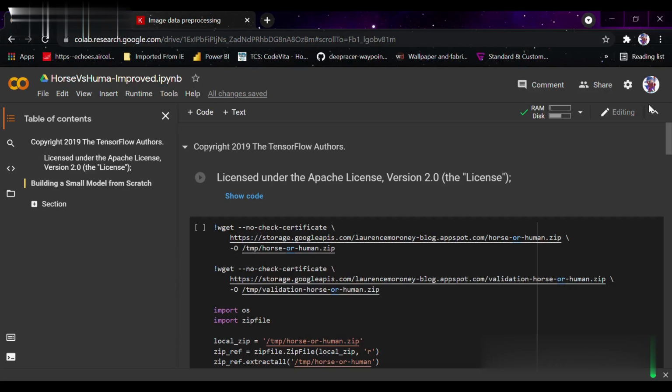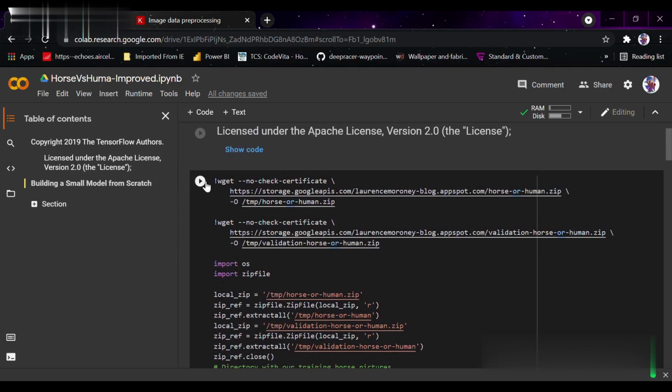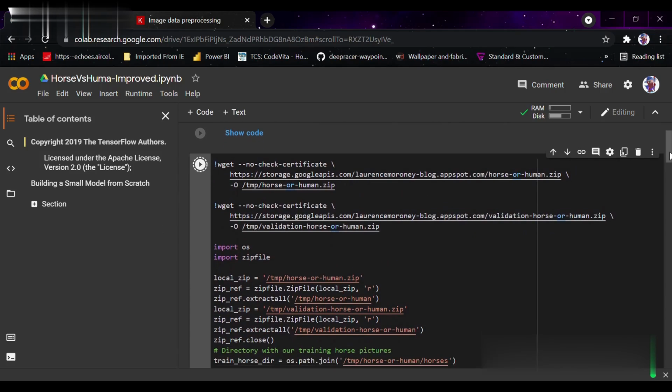So today we will be looking at the horse and human model, that is the improved one. The model is the same as it was in the last video, but we have added some more features in the image data generator processing to make sure that the model performs better. So for now I would run this model. It is the same as we did.